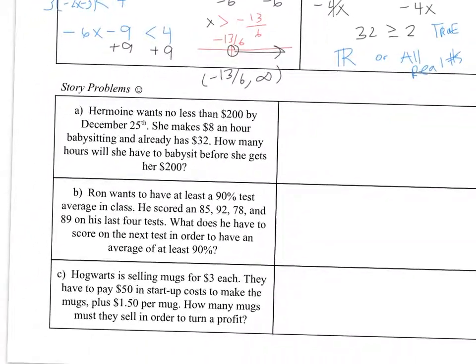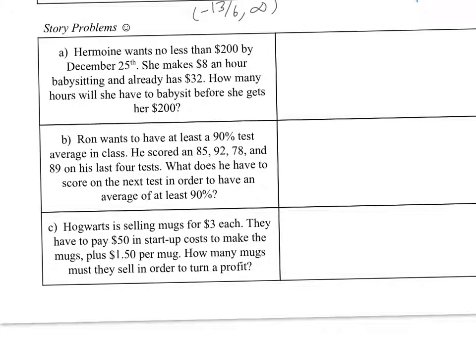Okay, then you can also have word problems. So here's a few word problems. Hermione wants no less than $200 by December 25th. She makes $8 an hour babysitting and already has $32. How many hours will she have to babysit before she gets her $200?